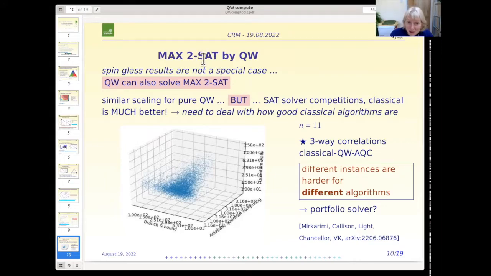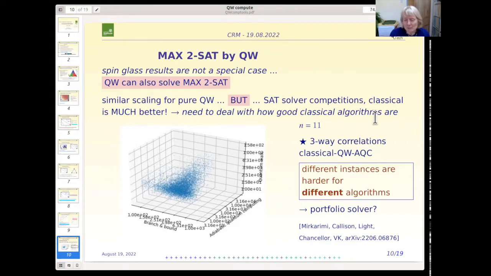But for max 2-SAT, there have been SAT solver competitions for a couple of decades. And the classical algorithms we know about now are much better. Their scaling is something like 0.1 or less than 0.1 for the range of problems that they work on. So if we want to find a real quantum advantage, we need to deal with how good classical algorithms are in satisfiability problems.